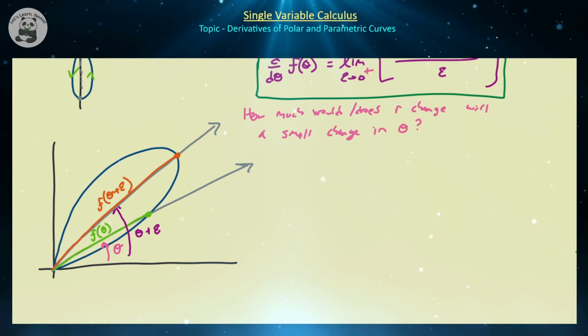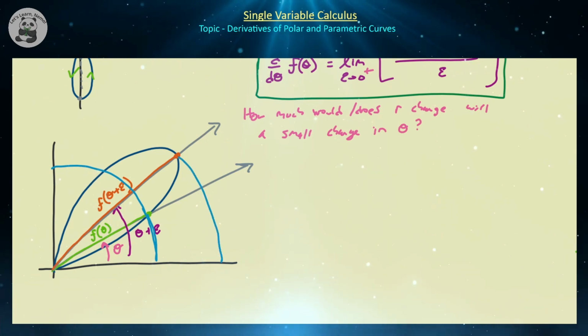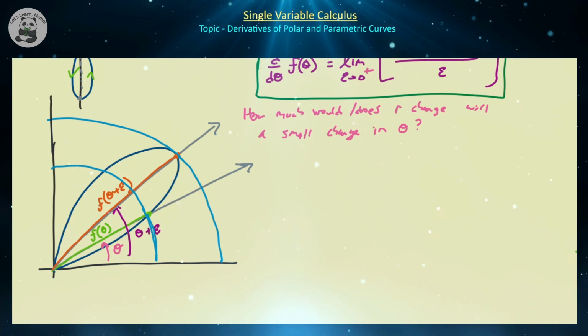Because keep in mind that this particular f of theta value is associated to a particular radius, or a circular radius, and this value here is associated to a wider circle, right? And obviously the inner blue circle has a smaller radius than the outer blue circle, and hence f of theta plus epsilon is larger than f of theta, right?